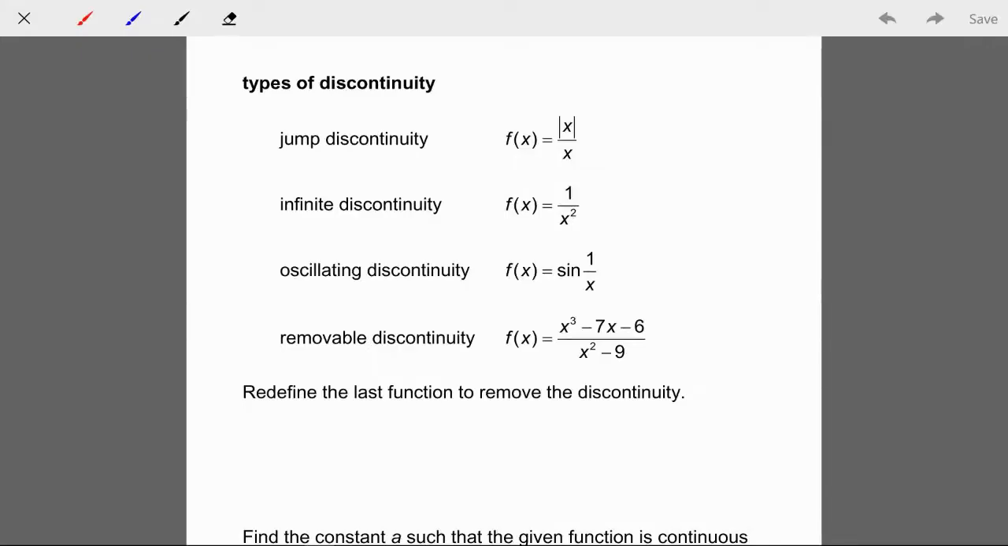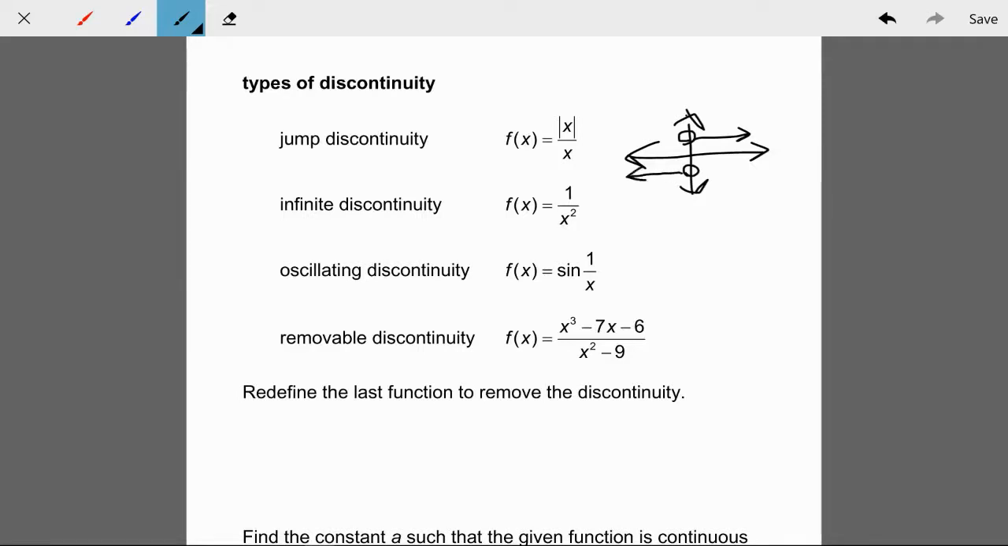Okay, so on this next page, we are talking about some types of discontinuities. There are 4 different types, and 3 of them you're already familiar with. The first one is a jump discontinuity. An example of a jump discontinuity is the absolute value of x over x. We've seen this graph, and it looks something kind of like this.